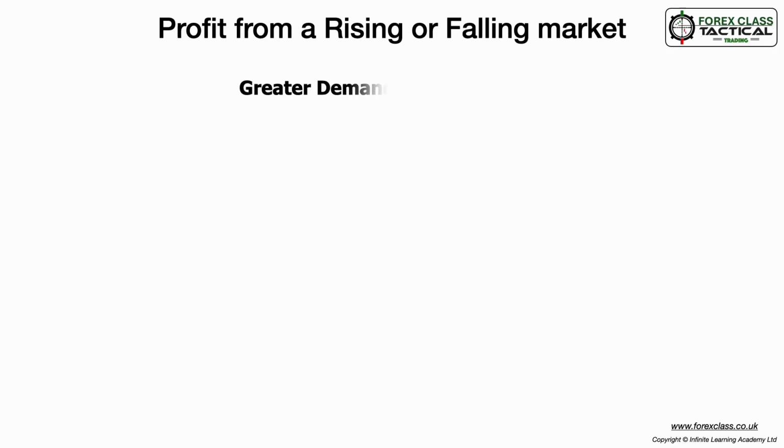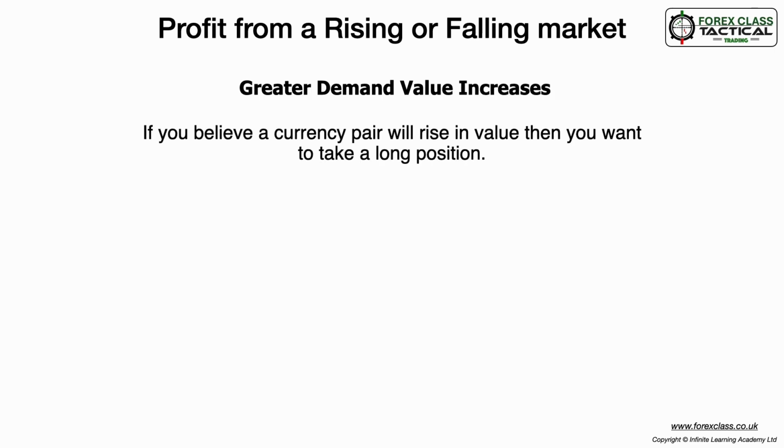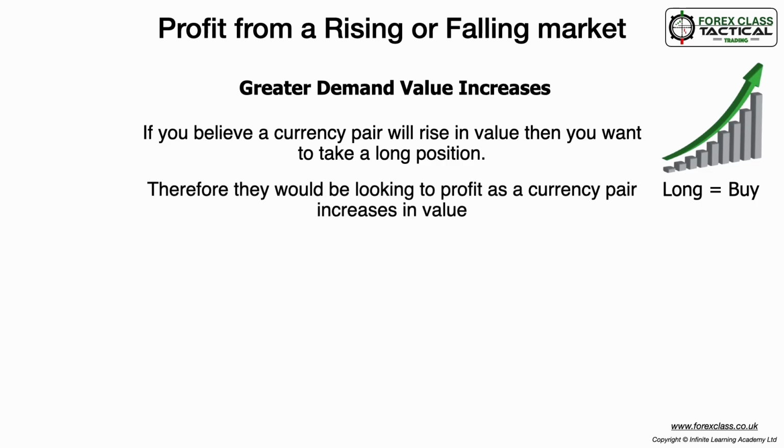One of the most powerful features of Forex trading is that you can profit in both rising and falling markets. When there is greater demand for a currency, its value increases. If you believe a currency pair will go up in value, you would take a long position, which means you're buying the base currency and expecting the price to rise. This is known as going long or taking a long position. You buy the base currency and sell the quote currency. You want the base currency to rise in value, and then you would sell it back at a higher price.